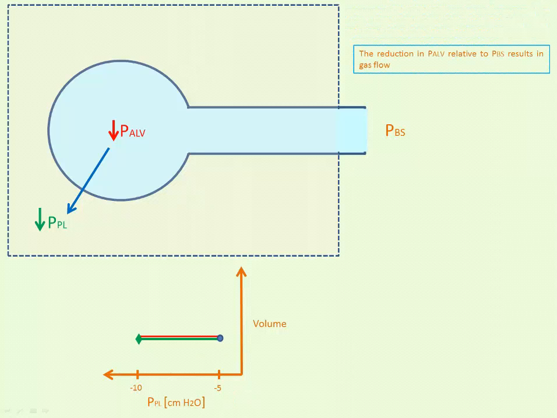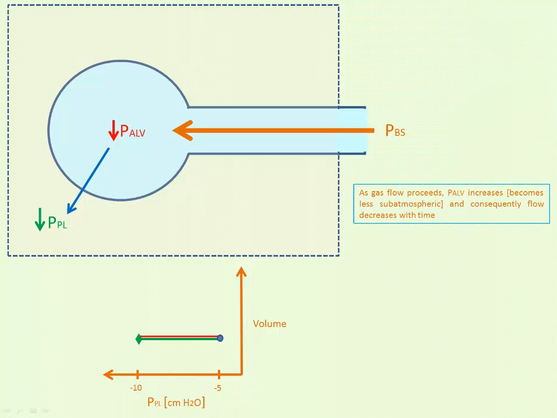Also instantaneously, the reduction in alveolar pressure relative to body surface pressure results in gas flow. While the drop in pleural pressure is being transmitted to the drop in alveolar pressure, there's an instantaneous increase in gas flow from atmosphere. Because of the increase in gas flow, alveolar pressure begins to rise relative to pleural pressure. So flow then begins to slowly decrease with time as alveolar pressure increases and approaches body surface pressure by the end of inspiration. That's marked by the lowering of this red alveolar pressure and a lowering of the gas flow.